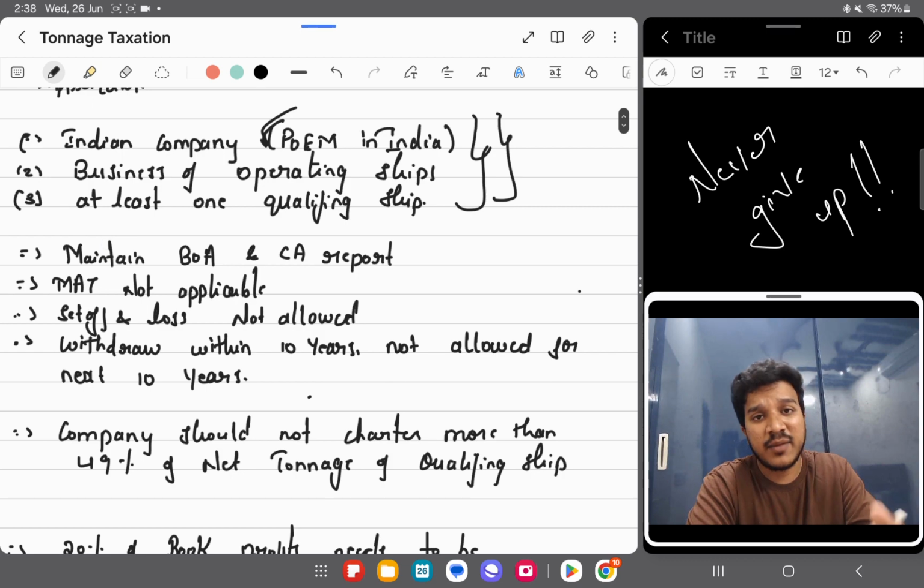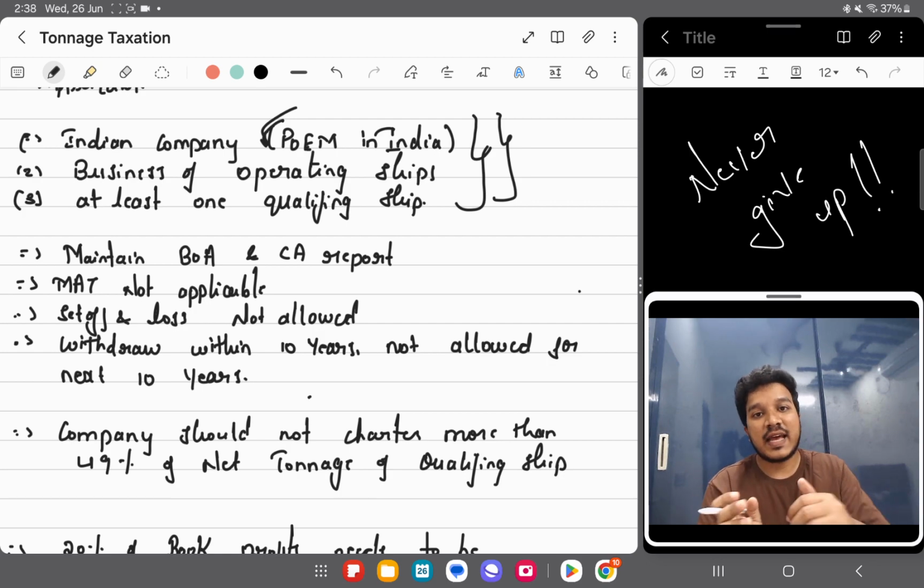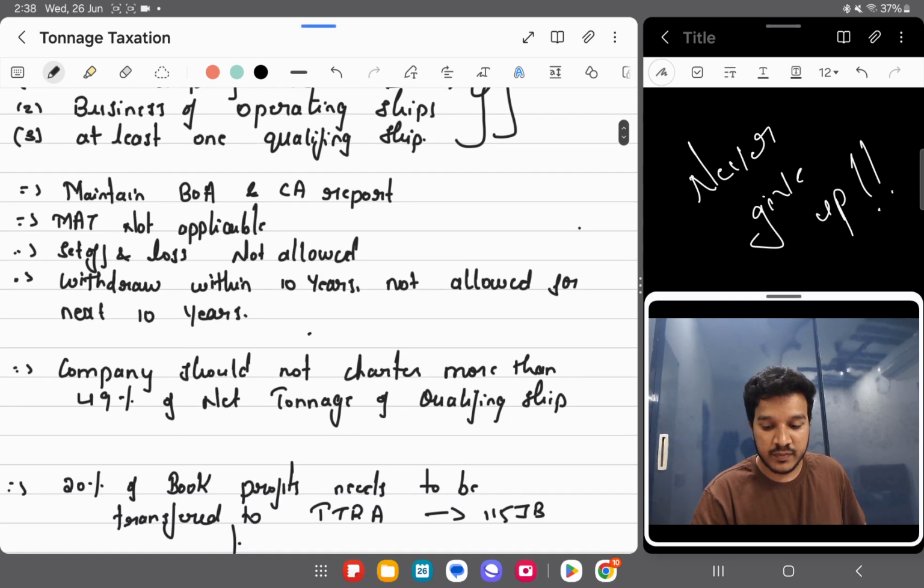And once you enter, if you apply this scheme once, and within 10 years you withdraw and pay tax as per the normal provisions, then from that year, for the next 10 years, you are not eligible. Once you apply, you have to continue for 10 years. In between, if you withdraw, then for the next 10 years you are not eligible. So it is a 10-year calculation. Remember it that way.